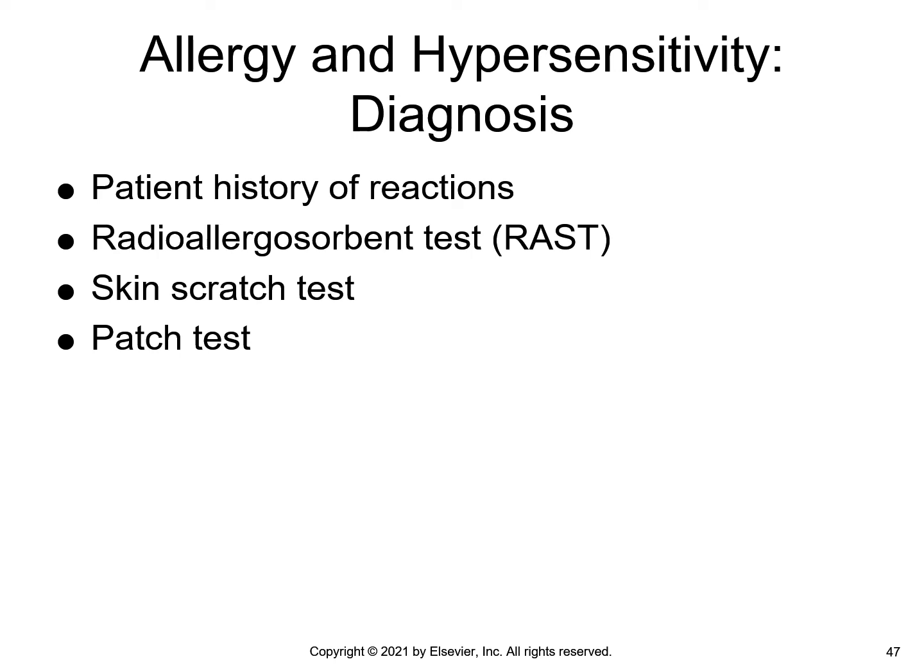The skin scratch test has been the most reliable method of allergy testing for more than 100 years. The skin is pricked by a needle and a drop of the suspected allergen is applied to the area. A needle is then used to slightly scratch the skin just below the epidermis. A patch test is similar to the scratch test, except that the allergen is placed on the surface of the skin and covered with an airtight dressing or a patch.